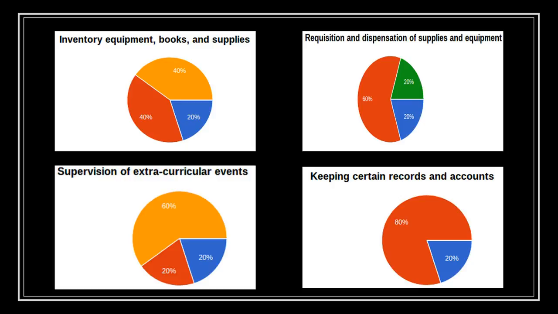Starting in the upper left-hand corner, inventory of equipment, books, and supplies. At elementary level, that actually happens with the building administrator. They make sure that everyone has the books, has the supplies they need. Or at the high school level, usually department heads do that. So the English department head would make sure that teachers have the requisite books that they need. Supervision of extracurricular events was much more critical at the high school level because there are so many more extracurricular events happening. Requisition and dispensation of supplies and keeping certain records were kind of all over the board as well, because at the high school level, there's so much more staff that takes care of those things.